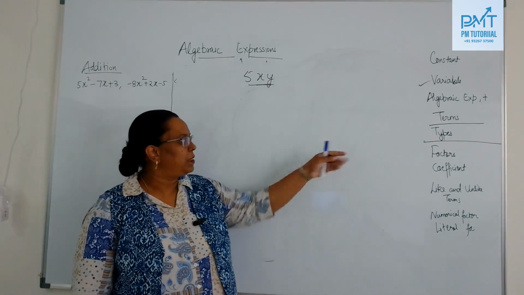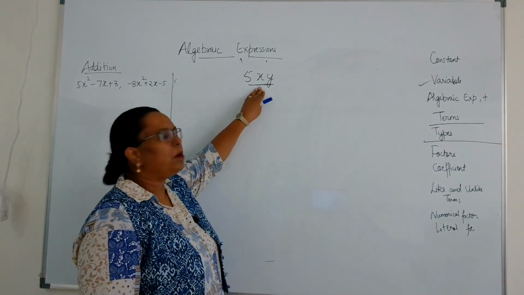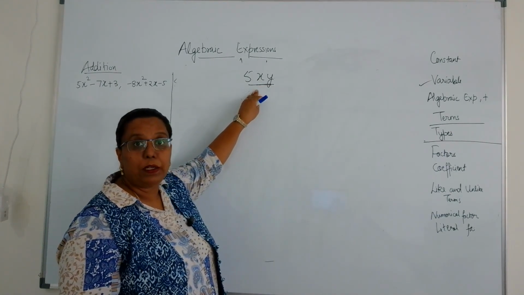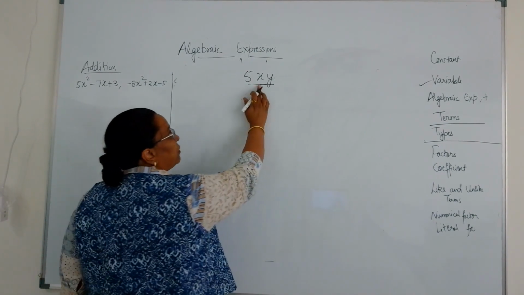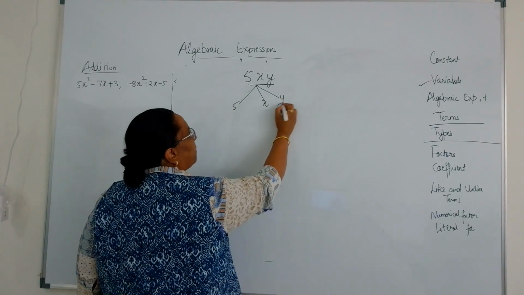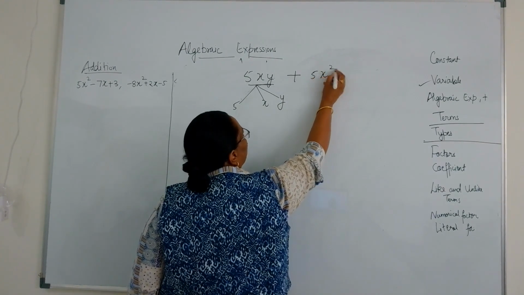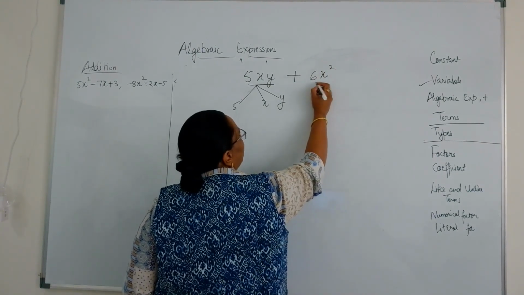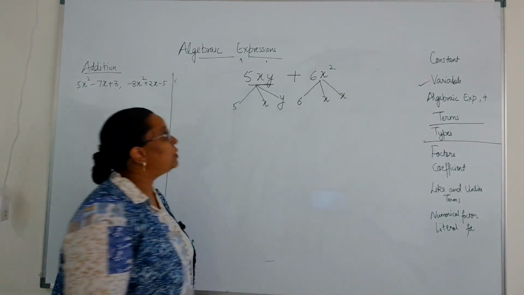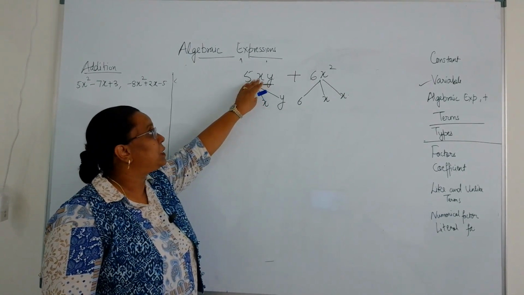Okay students, so let's start with factors, coefficients, like and unlike terms. Fine. So if we have a monomial or an algebraic expression, how do we find the factors of that algebraic expression? Suppose we have 5xy, so the factors are 5, x and y. If I have 5xy plus 6x squared, the factors of the second term will be 6, x and x. Fine. So this is how we find the factors: the numbers or the alphabets which are multiplied with each other.